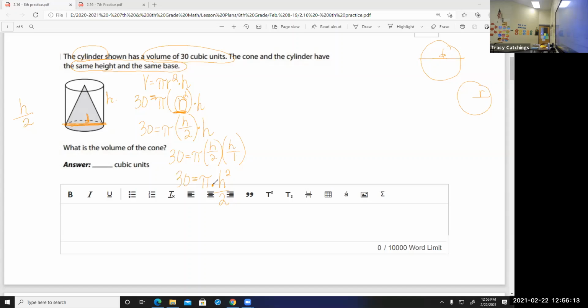Think about h. If I'm trying to get h by itself, what instantly sticks out? What are you divided by? I won't say 2, but what is that h divided by 2 being multiplied by? So we're going to divide both sides by pi.